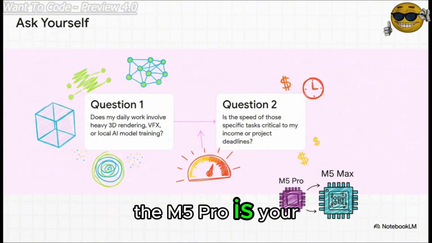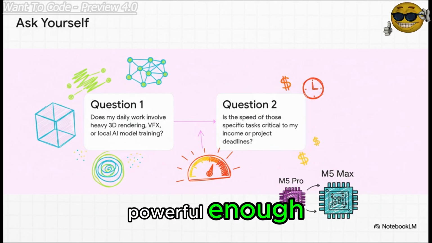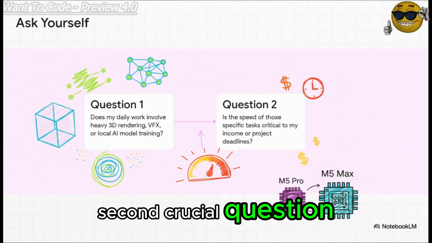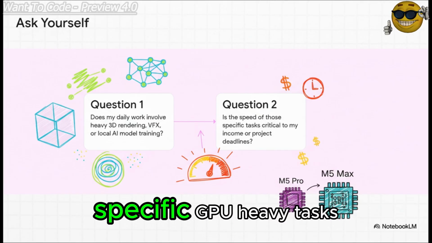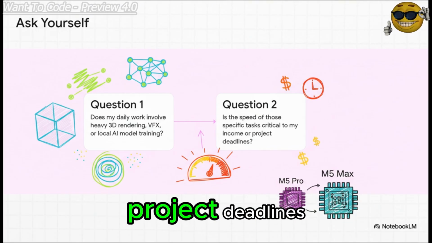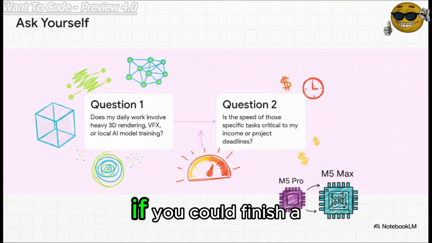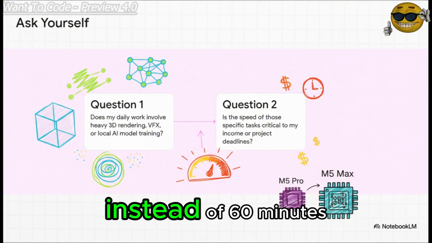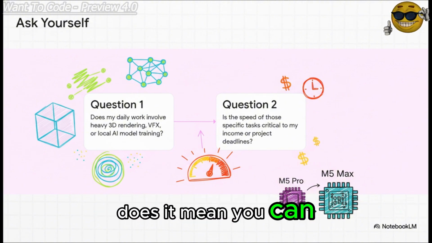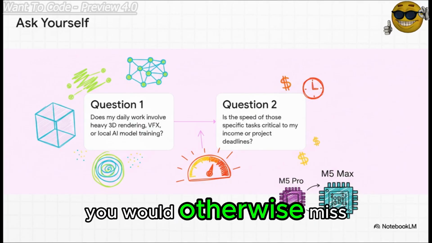The M5 Pro is your chip. It will be more than powerful enough. But if your answer is yes, then you move to the second, crucial question. Is the speed of those specific GPU-heavy tasks directly critical to my income or my ability to hit project deadlines? In other words, if you could finish a 3D render in 40 minutes instead of 60 minutes, does that let you take on more clients and earn more money? Does it mean you can hit a tight deadline for a film project that you would otherwise miss?